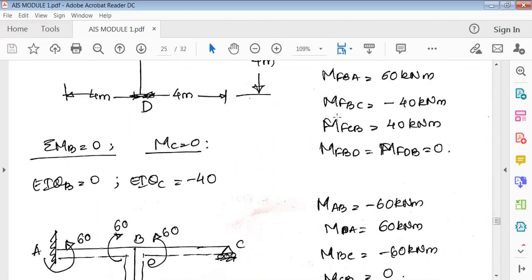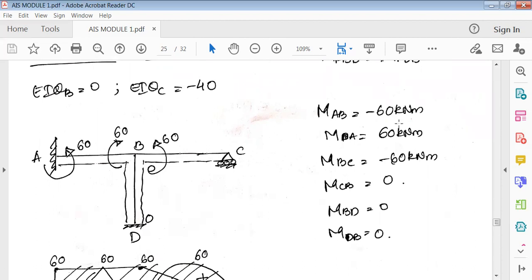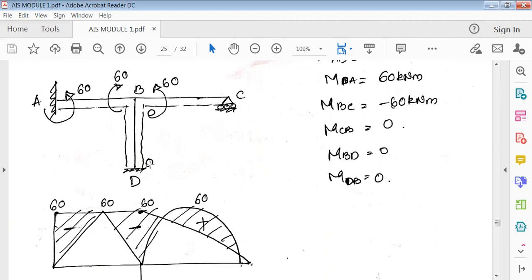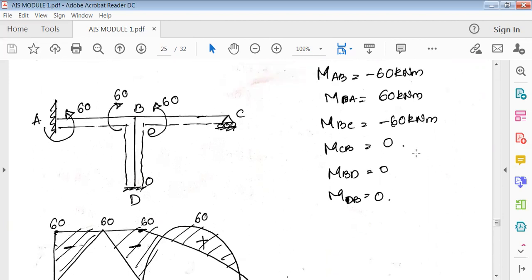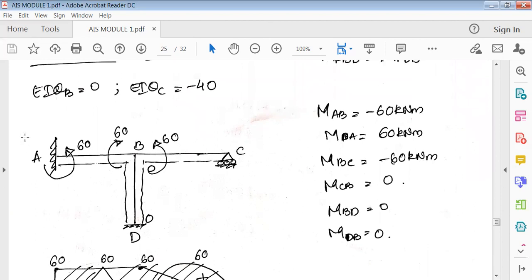Now again, substitute these values in the slope deflection equations, and you'll get MAB, MBA, MBC. So I'll just show it here. It is a simple diagram. Most of it is 0. So MAB is minus 60.